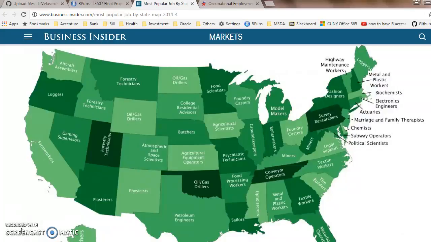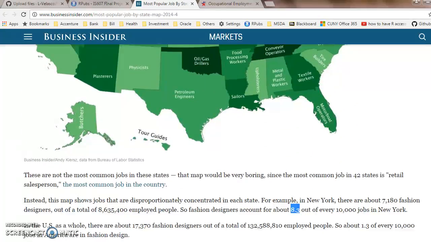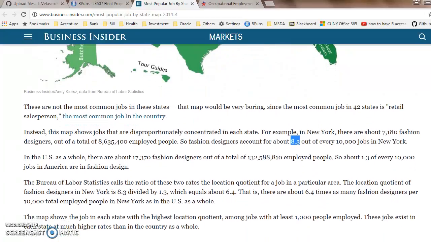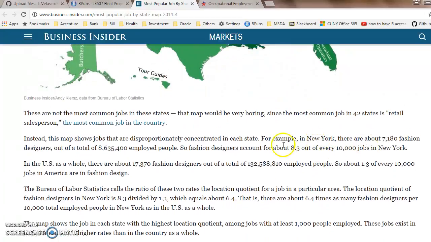An example provided in this article is about New York. Let's go to that now. It's going to get clearer. So, for example, in New York in 2013, fashion designers account for about 8.3 out of every 10,000 jobs, whereas as a whole, there are about 1.3 fashion designers for every 10,000 jobs in America.